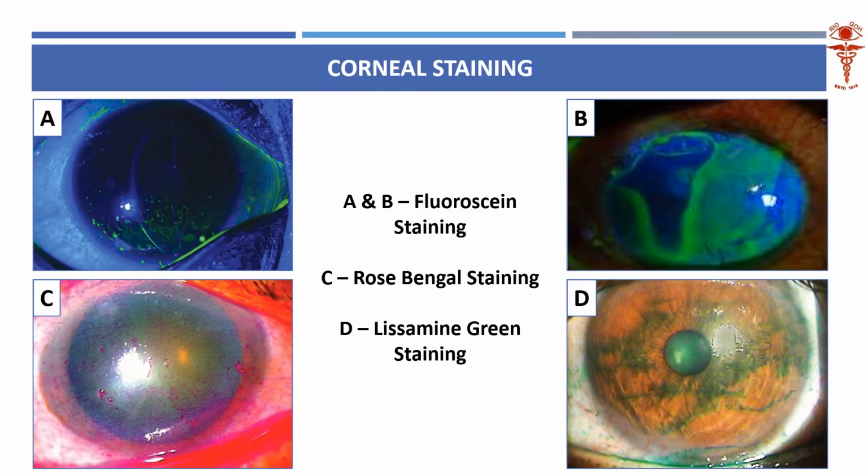Okay. The next interesting method of examining the cornea is to stain it. Cornea can be stained. We can use dyes to stain it. One of the dyes which is commonly used is fluorescein, another dye is rose bengal, and another dye is lissamine green. But the most commonly used dye is fluorescein.